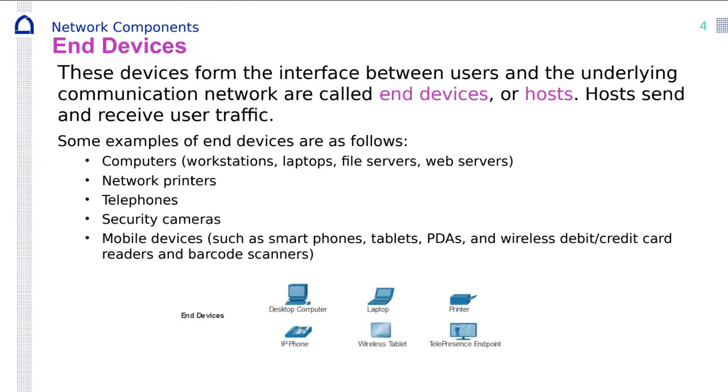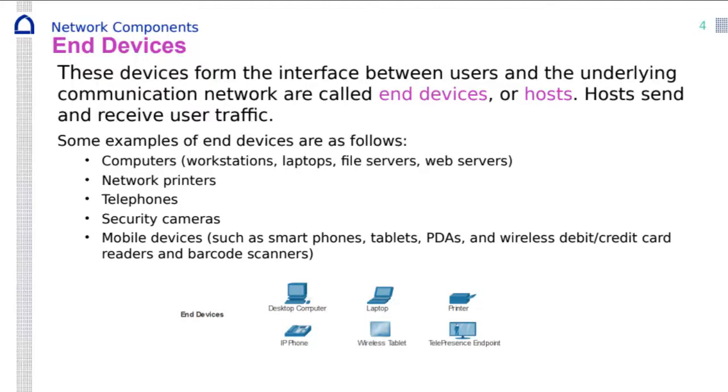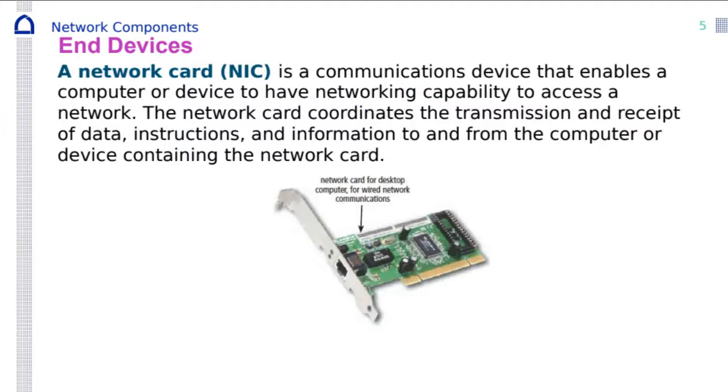Some examples of end devices we have: computers, telephones, security cameras, mobile devices. This end user is connected to the network through a card. This card is called NIC, Network Interface Card, or NICs. Okay, that enables a computer or device to have networking capability to access a network. The NIC coordinates the transmission and receipt of data or instructions and information to and from the computer to the network.